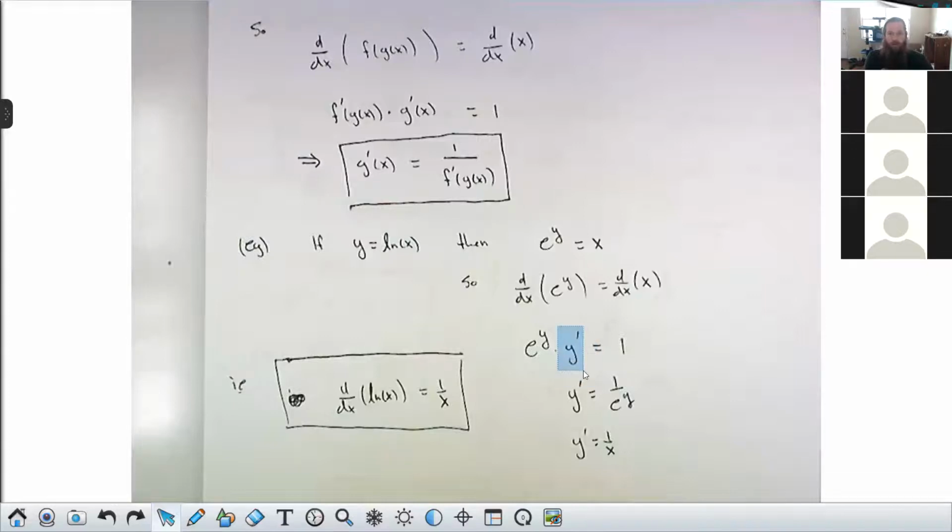I want to say here, I could have written dy dx. You'll see me swap back and forth between the prime notation and the Leibniz notation. They mean the same thing. y prime always means dy dx. It's just that when we went through this last time, we were using the prime notation, so I wanted to stick to that. All right.